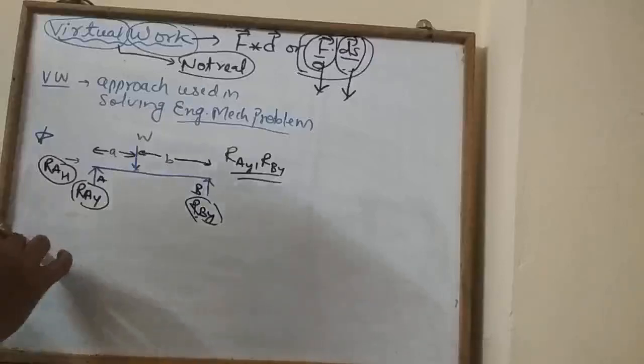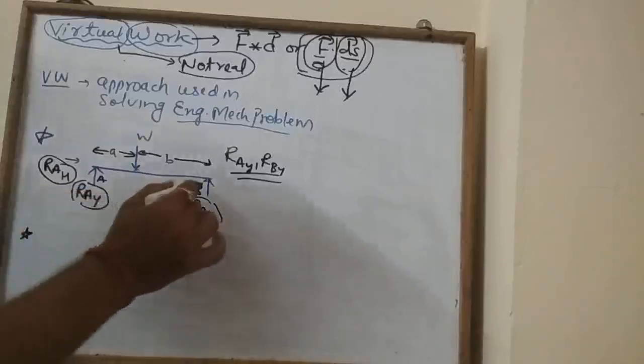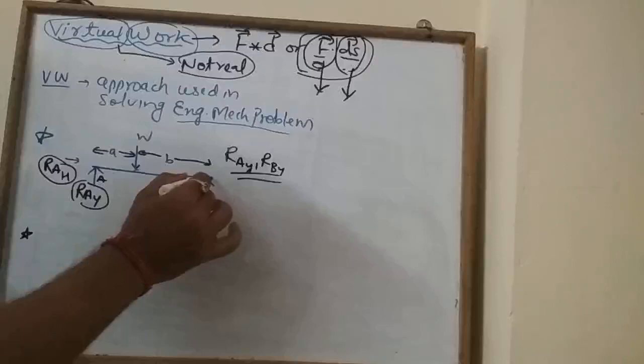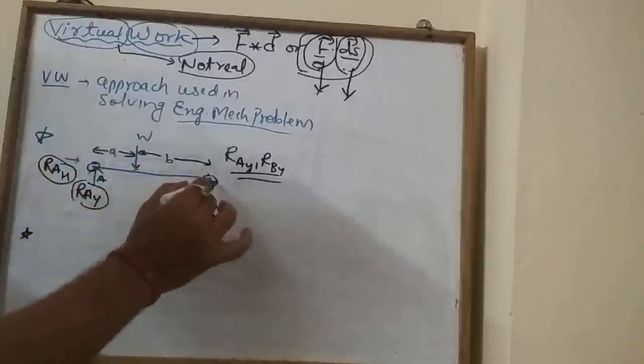Now the first step, as we have discussed in the procedure, is to identify the active forces. We have identified the forces. Then we have to locate the point of application of this force. This is the point of application of this and this.